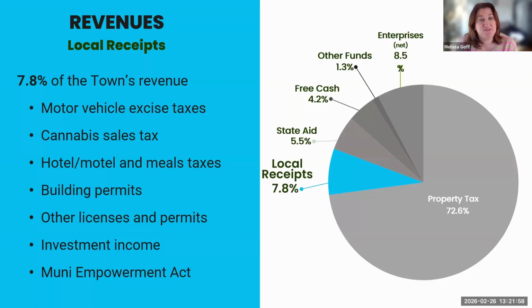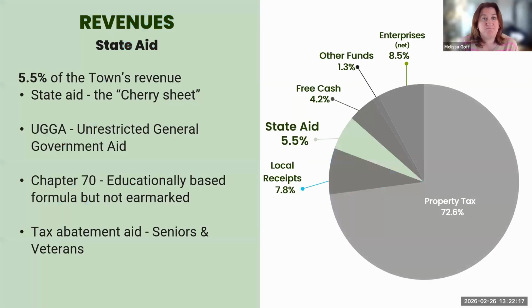So these are just some examples of local receipts, but a lot of those are still constrained because, especially for fees and fines, we are only able to capture what it costs us to provide the service. Otherwise, it would be a tax, and we're not able to do that with our local receipts. So why don't we go to the next item?